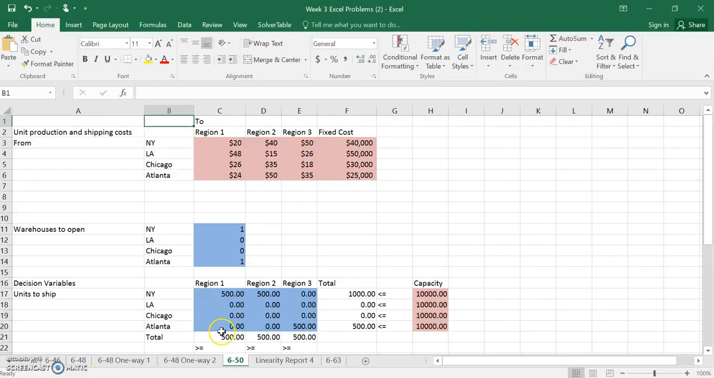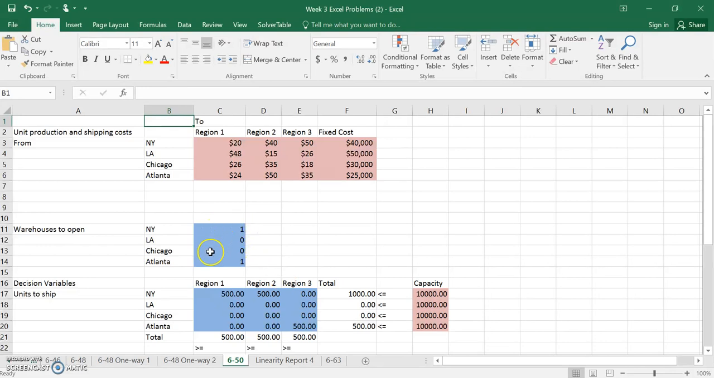This time I'm going to troubleshoot problem 650. This is the problem where you are having to figure out what warehouses to open and then how many units from each warehouse to ship to which regions. So you have two sets of decision variables. The student who did this basic model has absolutely nailed that structure.